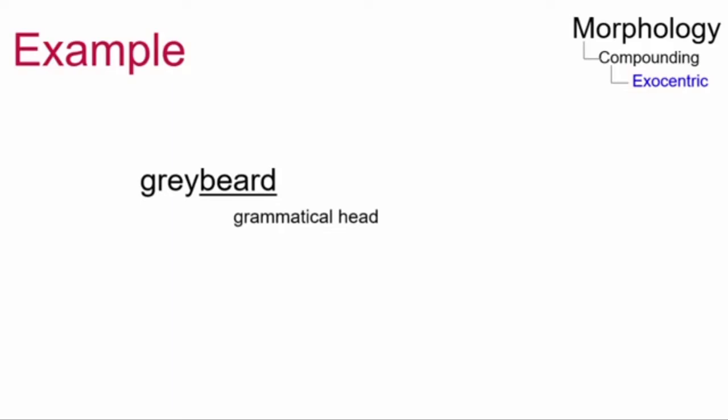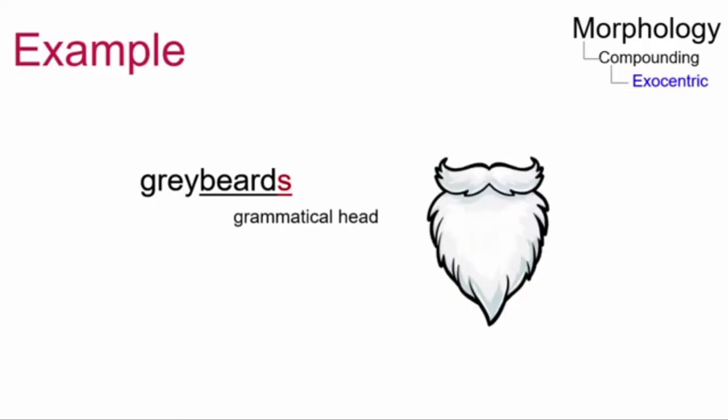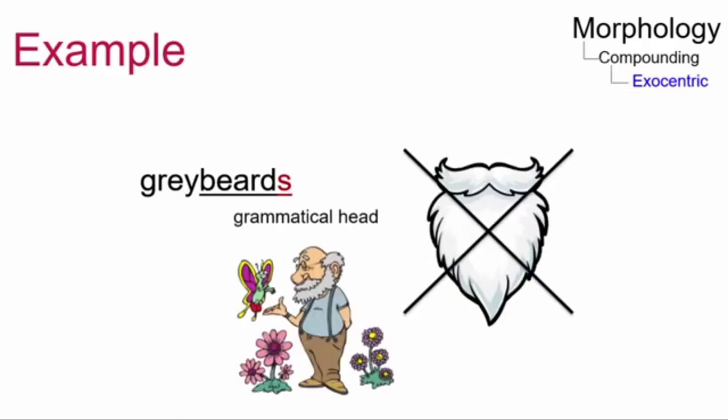In the second example, the grammatical head of the compound is beard, as it takes the inflectional markers. However, beard does not define the meaning of the compound. A graybeard is not a type of beard, but rather an old man.